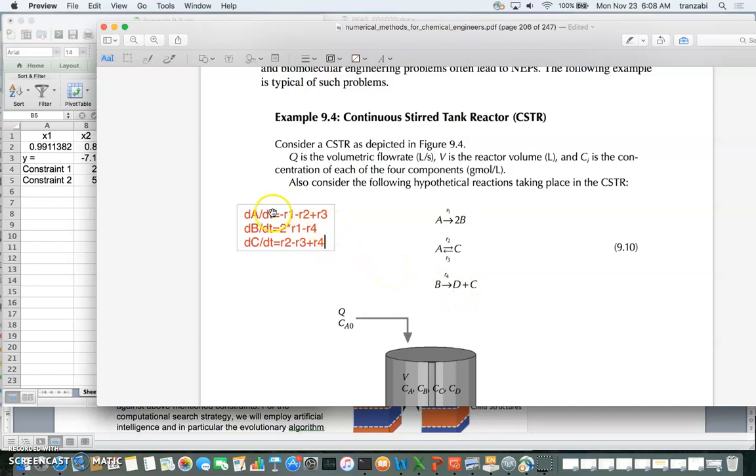Okay, so let's write down the first equation in finite difference version. The first equation is going to be A minus A naught, so that's the final difference, right? The future concentration minus the initial concentration, divided by the time. The time is going to be V divided by Q. The volume divided by Q has a dimension of time. So this is delta A, the change in concentration of A, divided by the change in time, is equal to minus R1 minus R2 plus R3.